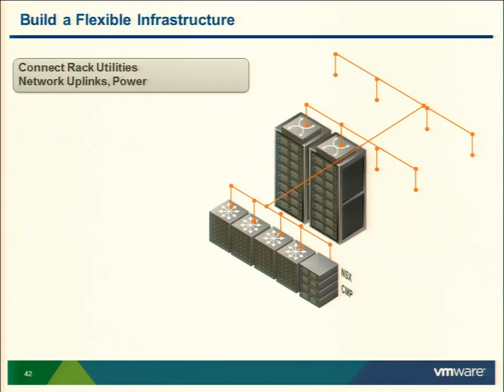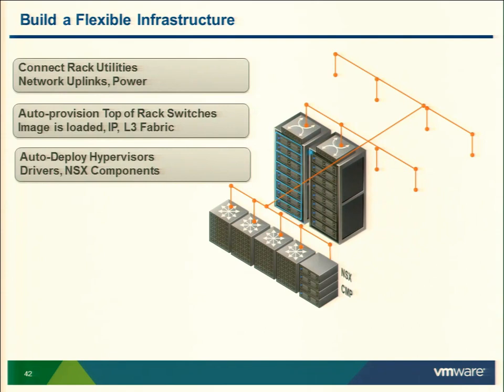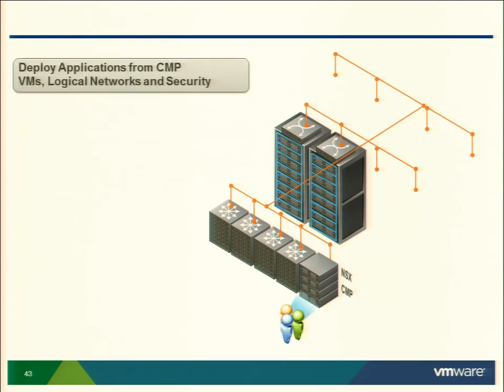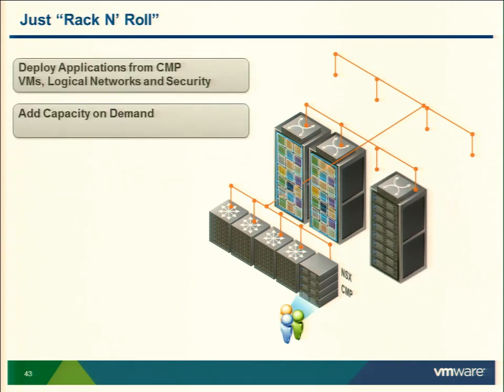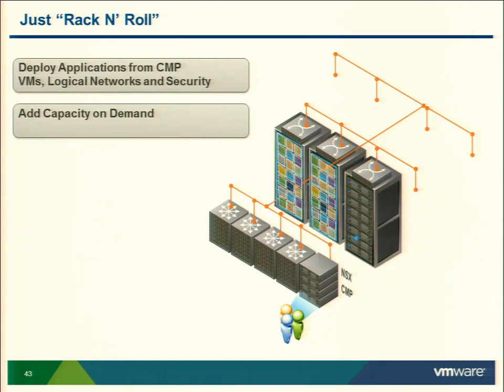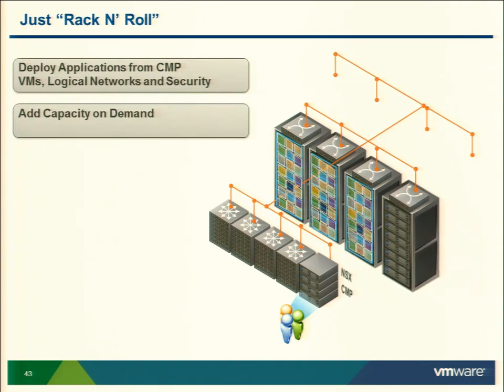You need capacity, you roll in the rack. The switch gets auto-provisioned. This is capability in switches like Nexus 3000 and others, where you can auto-provision and load software on that top-of-rack switch. You can already auto-deploy servers today with ESX, right, and the NSX software. And then, essentially, you can do application-specific networking on demand in software as needed.